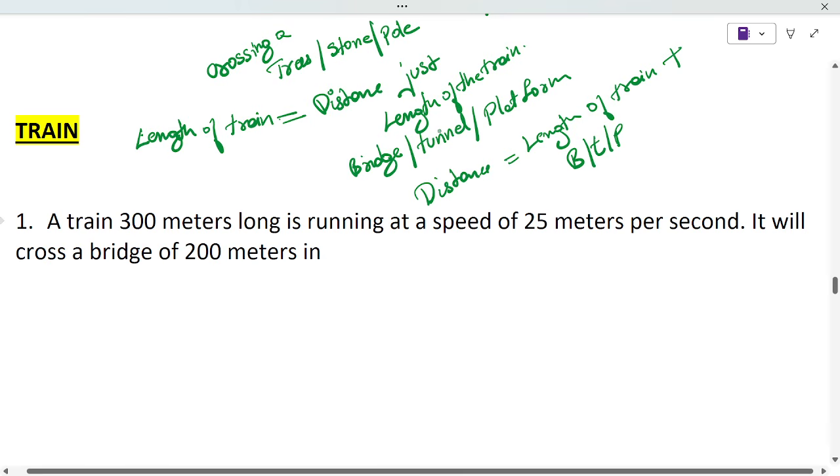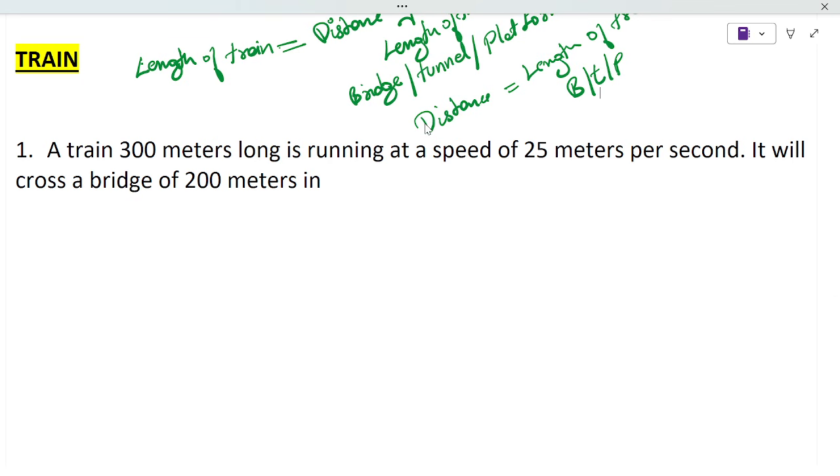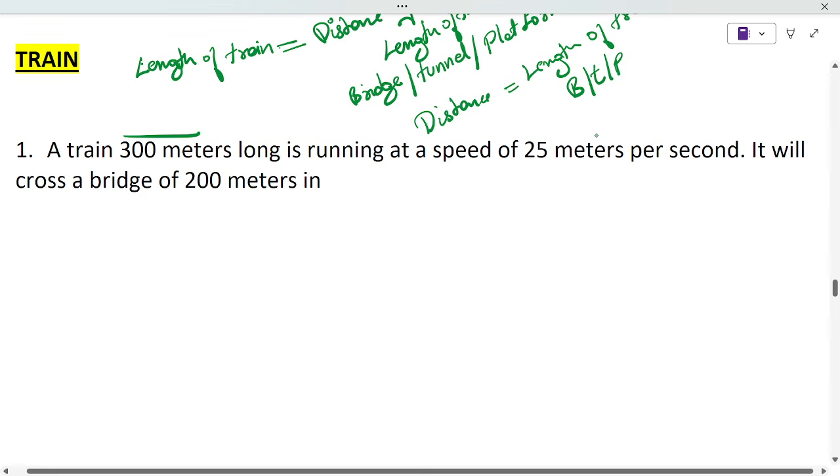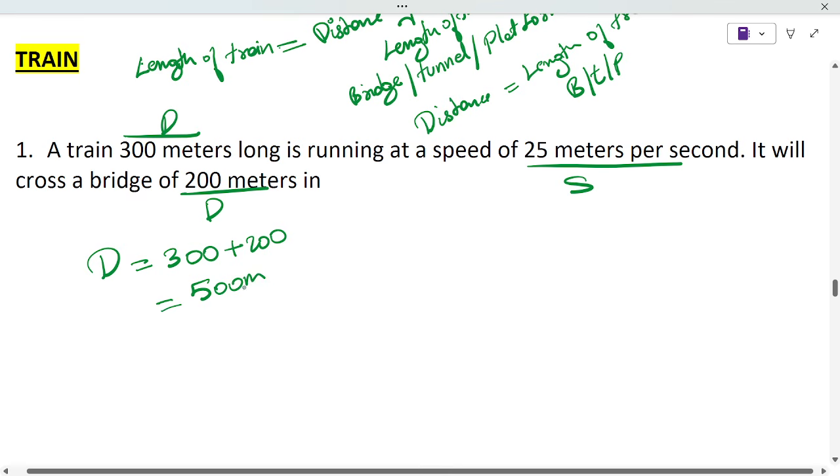While keeping that in mind, let's try to crack some train questions for this year's exam. A train 300 meter long is running at a speed of 25 meter per second. Distance is given here. It will cross a bridge of 200 meter. The train is crossing a bridge, so the distance will be the train's 300 meter plus the bridge's 200 meter, which gives us a total distance of 500 meter.